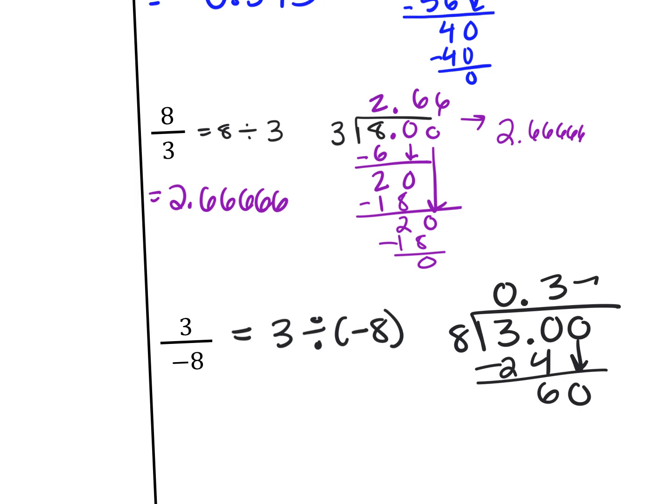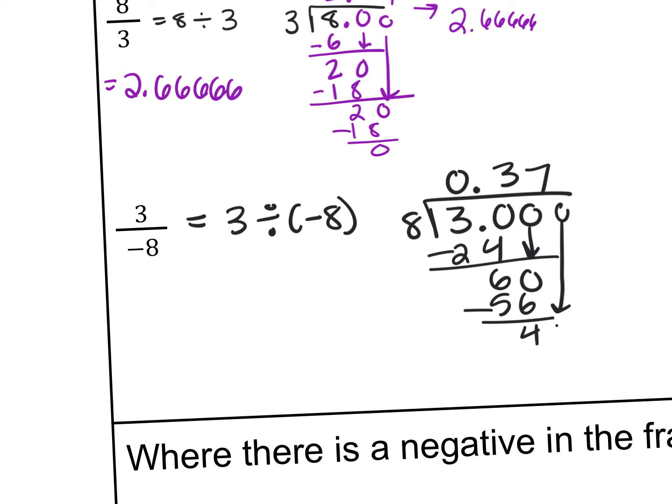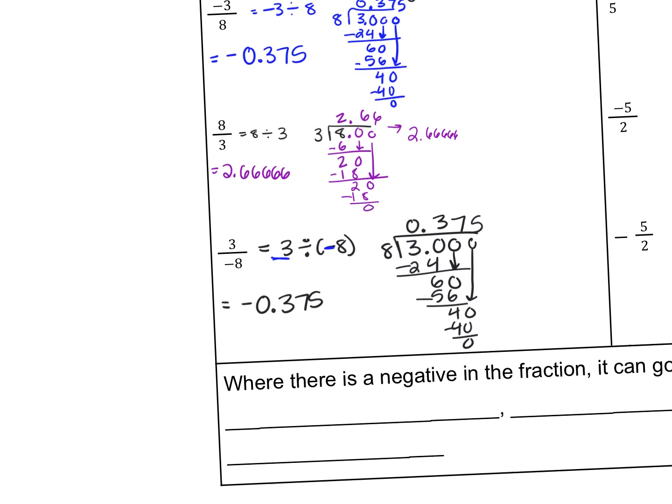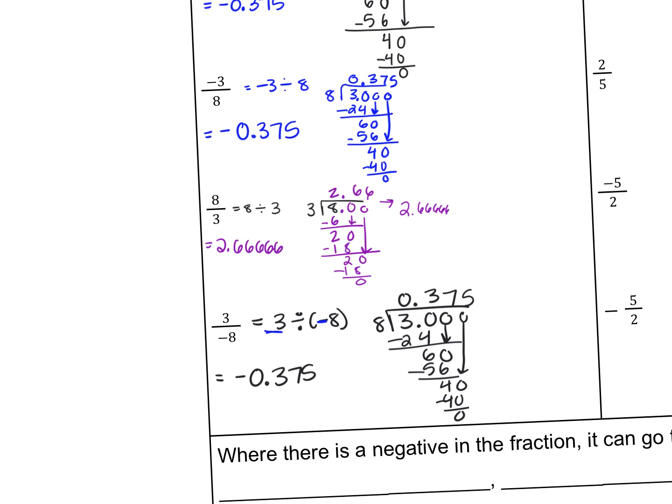8 goes into 67 times. That's 56. Add a 0, bring it down. 8 goes into 45 times. And then a positive divided by a negative is going to be negative. So negative 0.375.